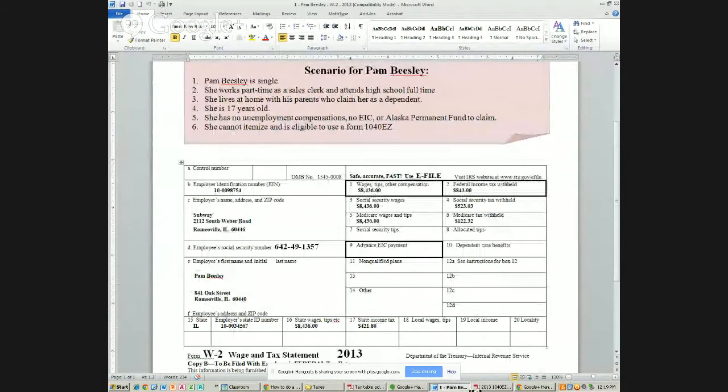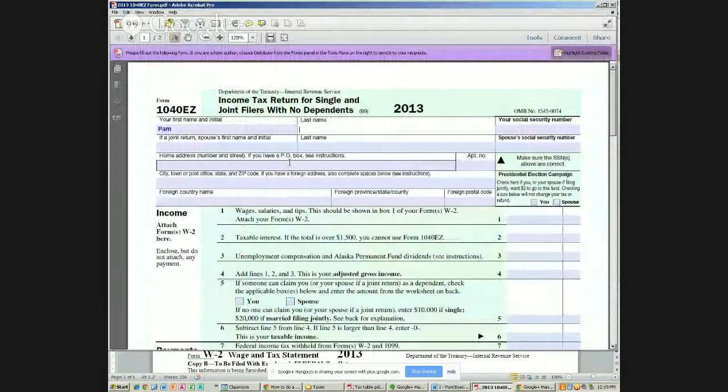Pam, B-E-E-S-L-E-R. Oh, sorry, Beasley. Wait, is it B-E-E-S-L-E-Y? Yeah. There you go. Capital B, by the way. Also, don't ever put your real social security number on these things for me. I ask politely, don't do it. Okay?